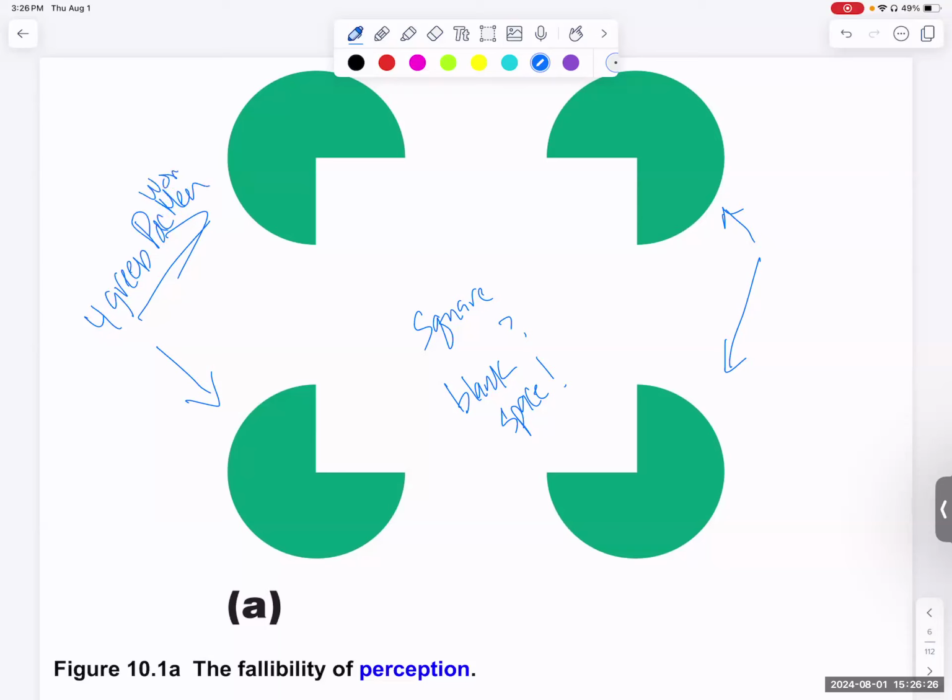Or Pac-Women, or Pac-Them. Why do we see a square? Because we see squares most often. And so our perception is there's a square there, but there really isn't a square there. It's just truly a blank space in the shape of a square.